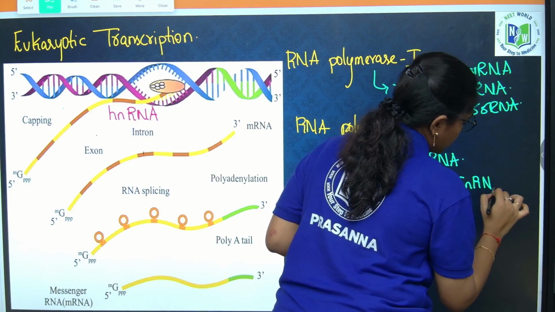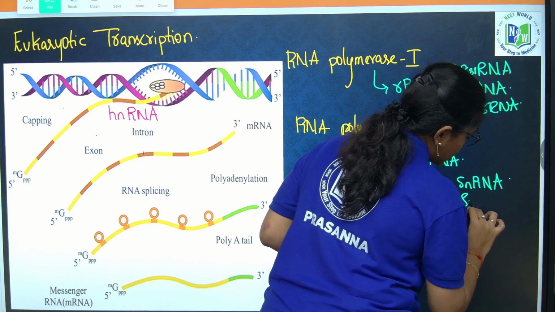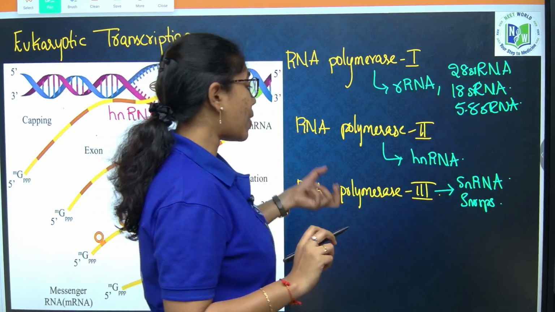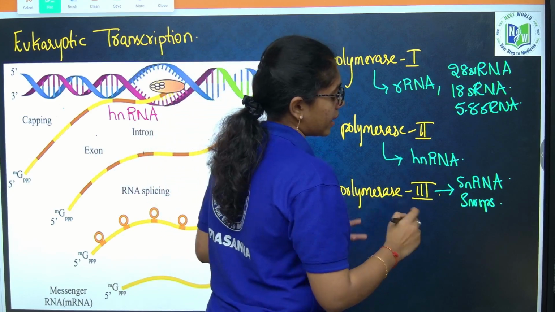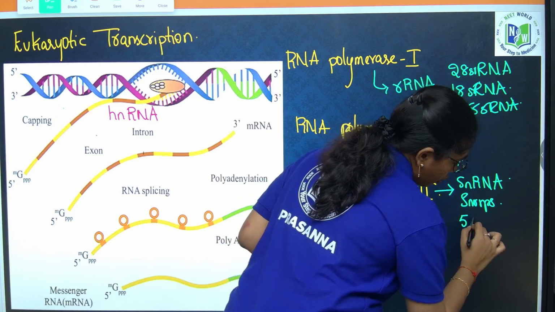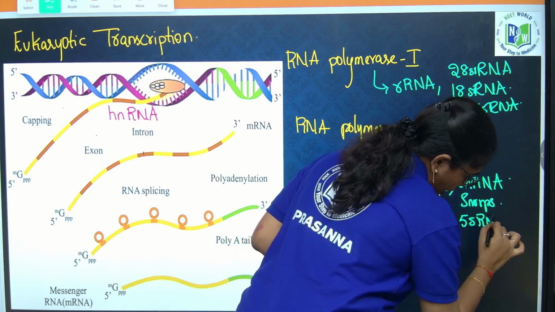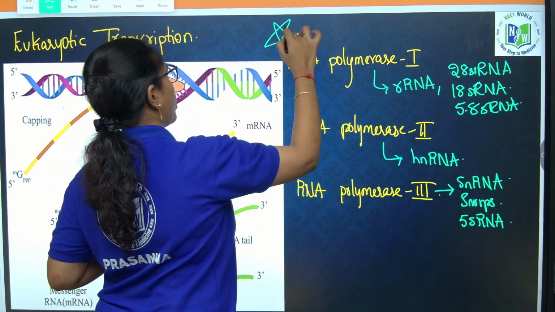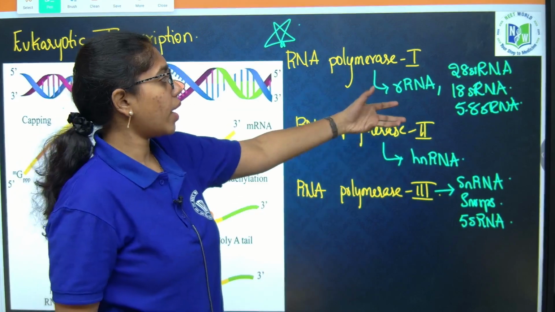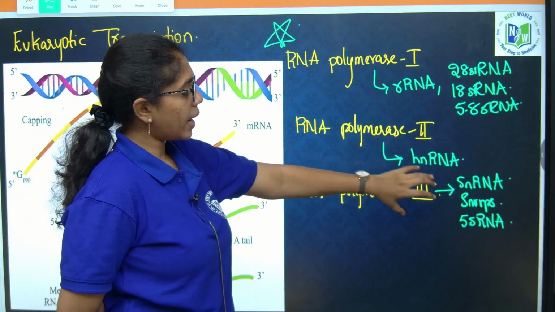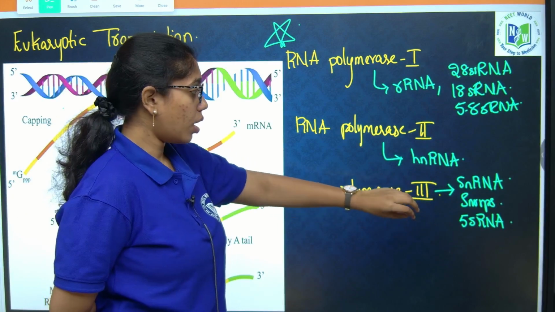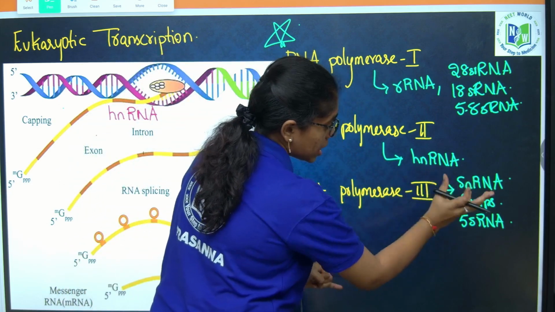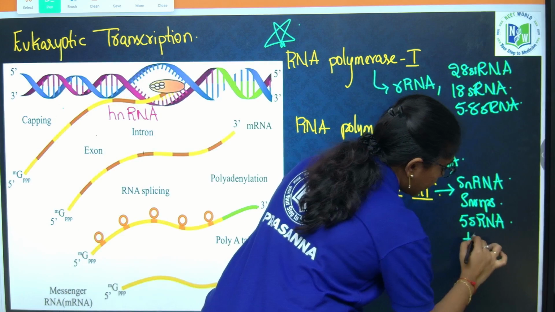RNA polymerase 3 will synthesize snRNA and SNRPs which are involved in the splicing of hnRNA, and they are also involved in the synthesis of 5S RNA. This is very, very important. And if you look into the types of RNA, be it rRNA, hnRNA, or 5S RNA, RNA polymerase 3 is also involved in the synthesis of tRNA.